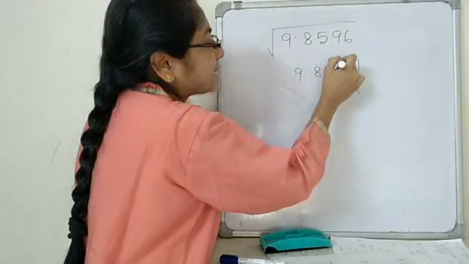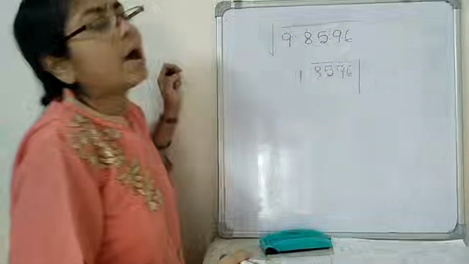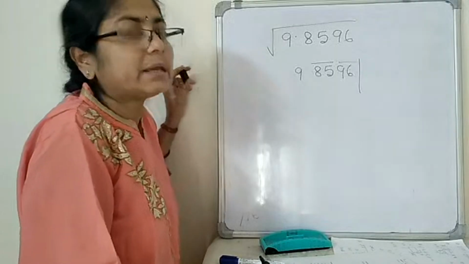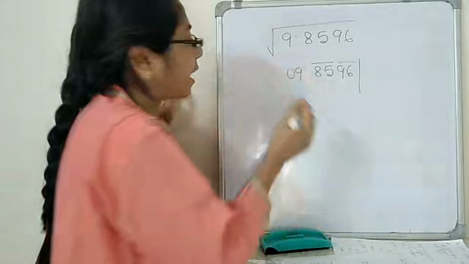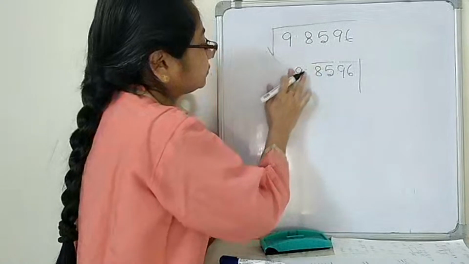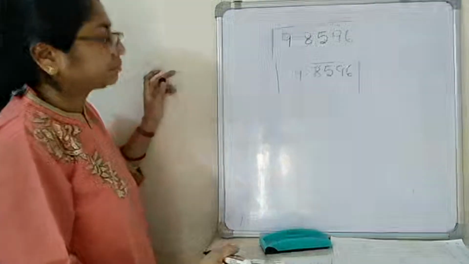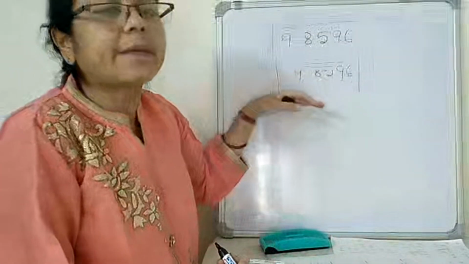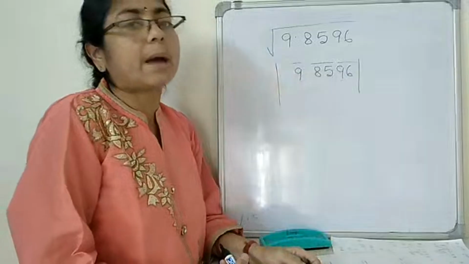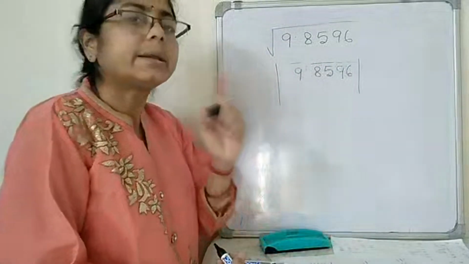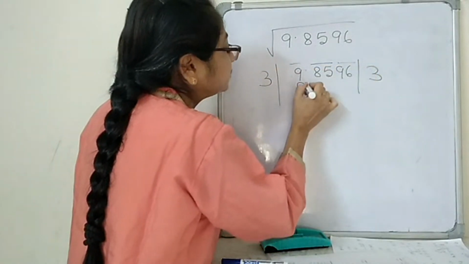What am I doing? Make a bar sign. Take two numbers, make a bar sign. There is one number. If you have any problem or doubt, you can use 0. No problem. Otherwise, if you don't use any 0, it is also right. I am not using any 0. Now start. The first step is to find a perfect square number near this. The perfect square number is 3. 3 square is 9. So I write 3 here, 3 here, 9 here.